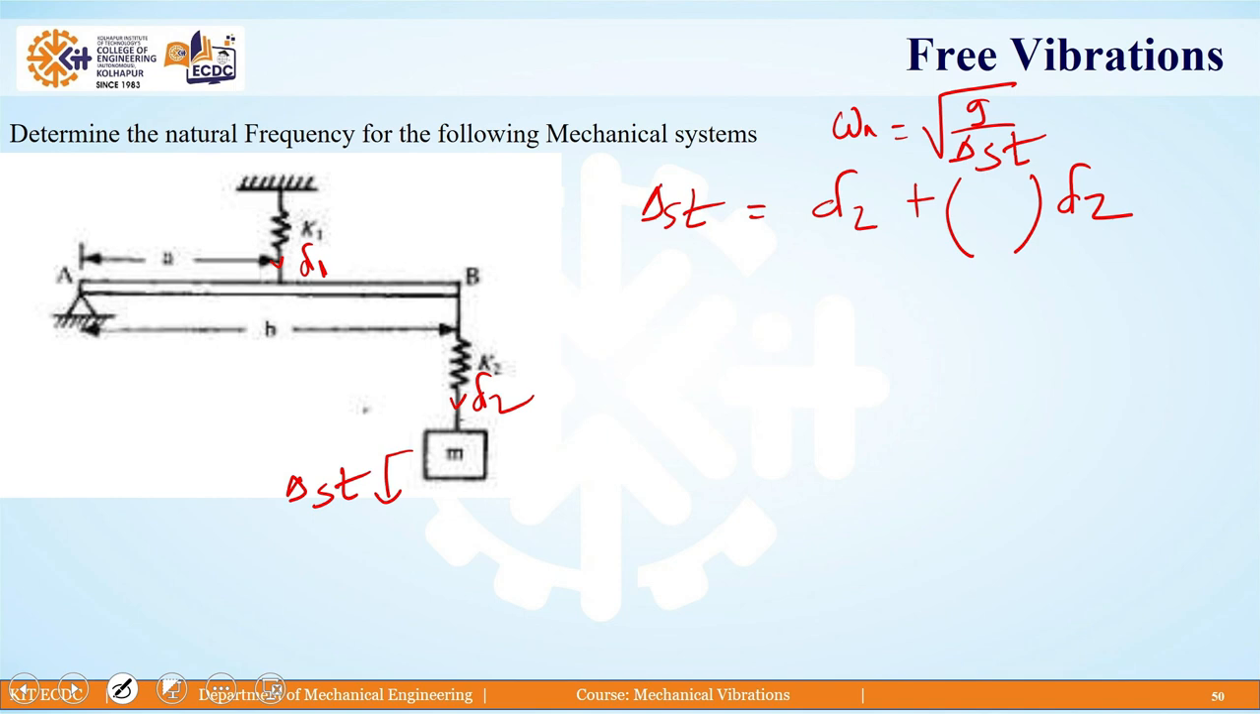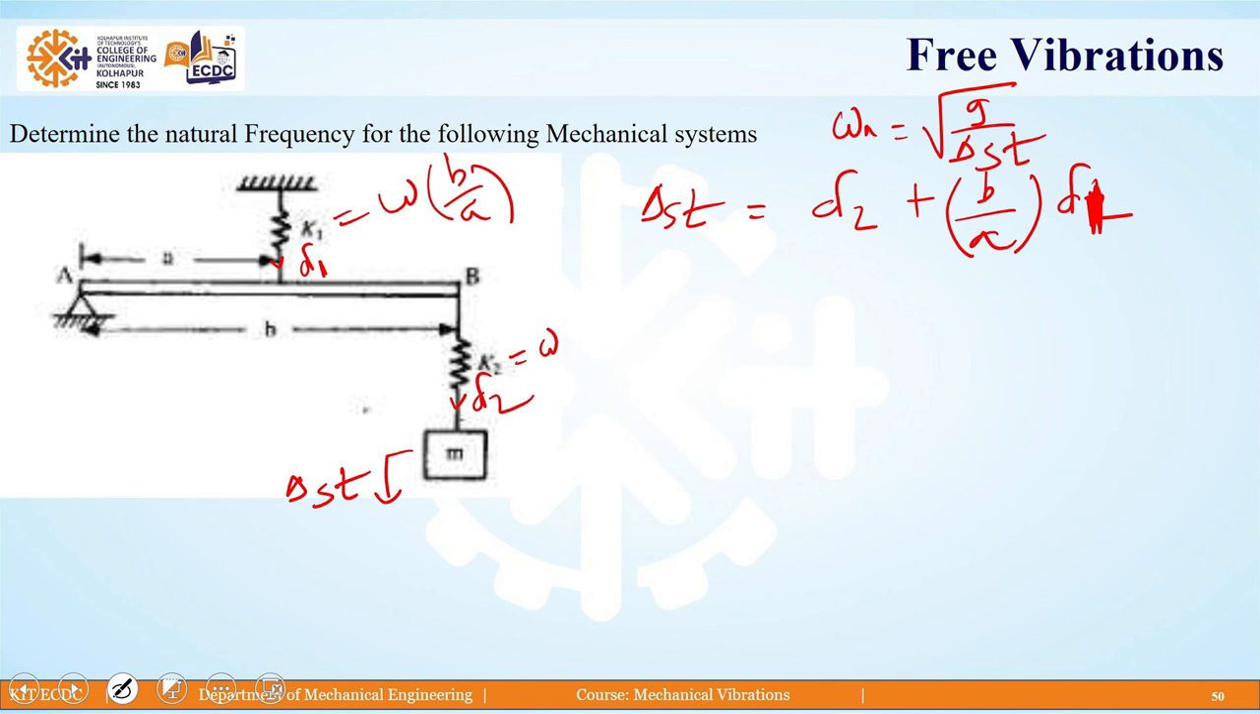So we have the distance from K1 to A as small a, and from the spring K2 to the point of hinge, the distance is b. So it is going to get multiplied with the factor b by a. Now we have to find the forces in the springs. So the force in the spring K2 will be directly W, and the force in the spring K1 will again get multiplied by the distance, so W into b by a.